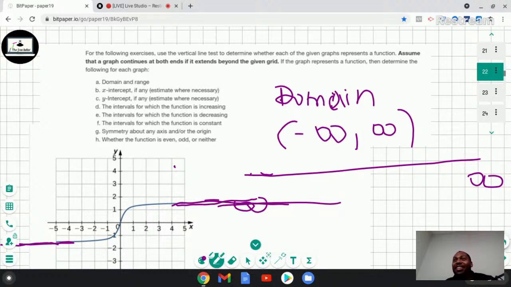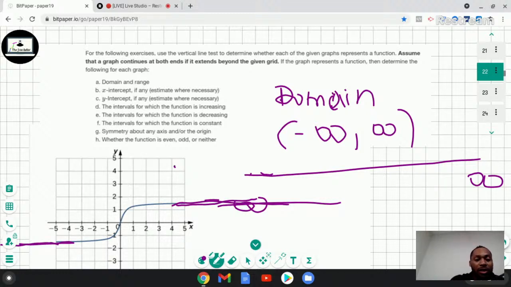Now, let's look at the range. For domain, we went from left to right; for range, we're going to go up and down. We're going to see what the possible y values are. In terms of the oven, what are the possible things that can come out of the oven if we start putting stuff in it? So now let's see what the possible y values are.